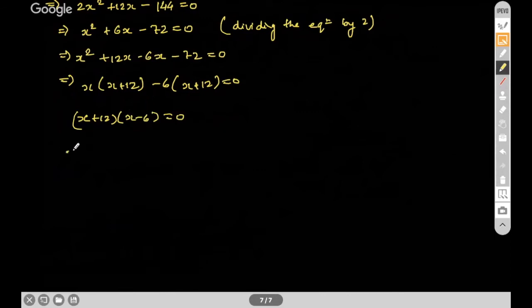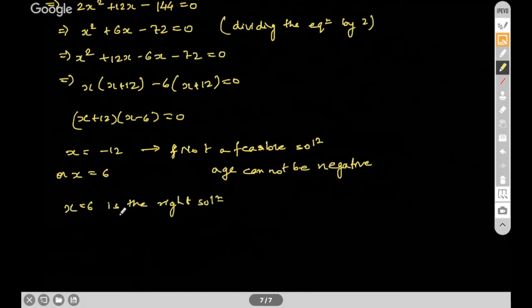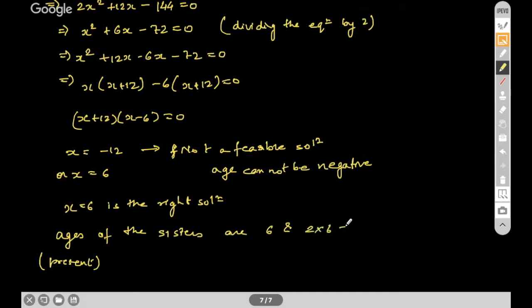So hence, my dear friends, x is equal to negative 12 or x equals 6. But clearly, this is not a feasible solution. Why? Because age cannot be negative. So x equals 6 is the right solution. Okay. So the present ages of the sisters are 6 and twice of 6, 2 into 6 equals 12 years. This is about, you know, ages problem.